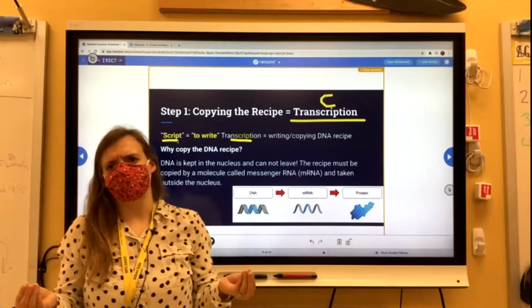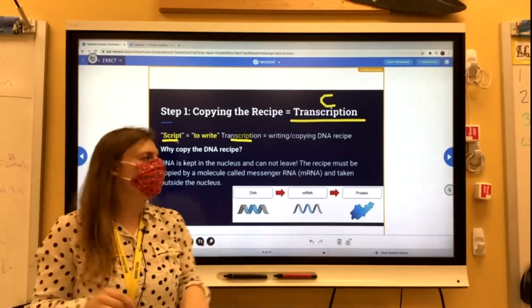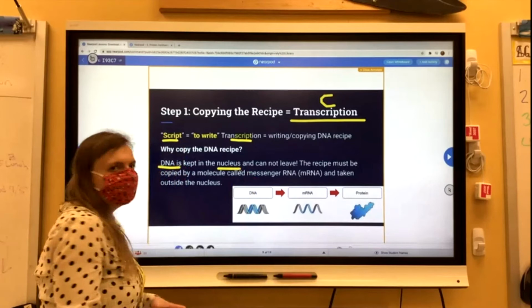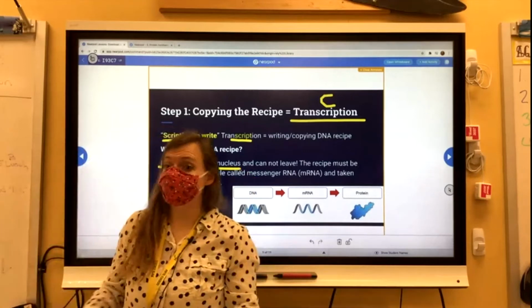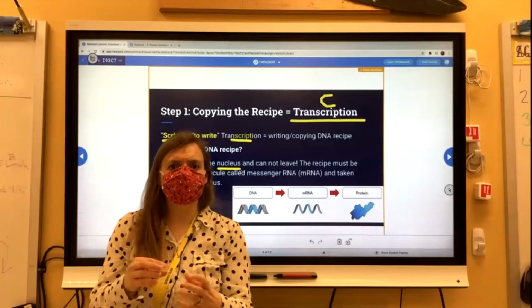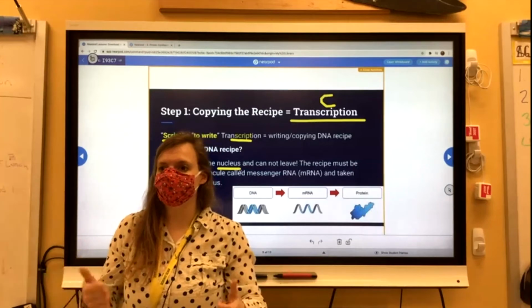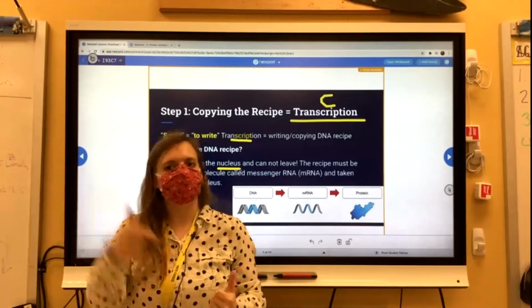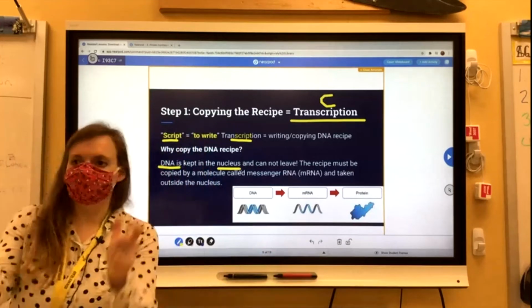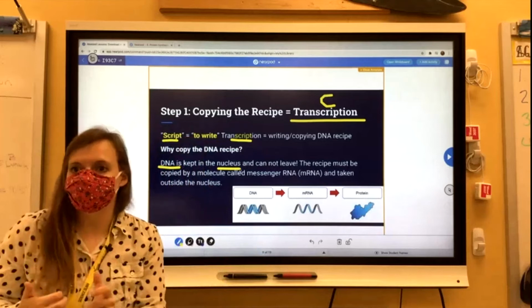Why do we need a copy? The reason we need a copy is because DNA is kept in the nucleus, right? And it actually can't leave. It has to stay in there. It has to be protected. And it also, believe it or not, is too big of a molecule to escape. So even if it wanted to get out, it couldn't. All right? So we need to make a copy, or we need to take a screenshot so we can have it when you need it.